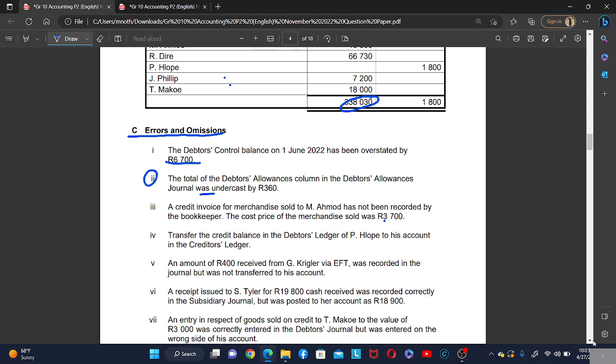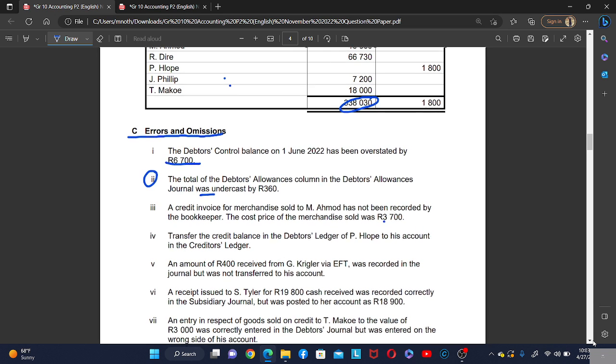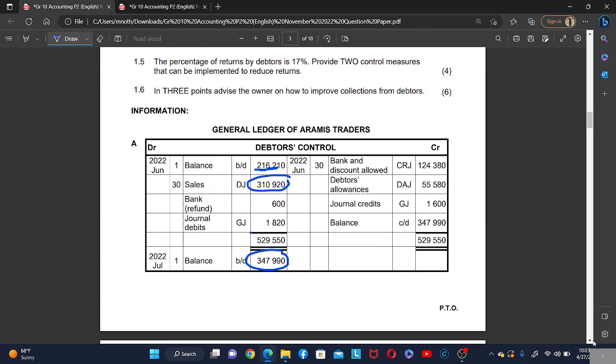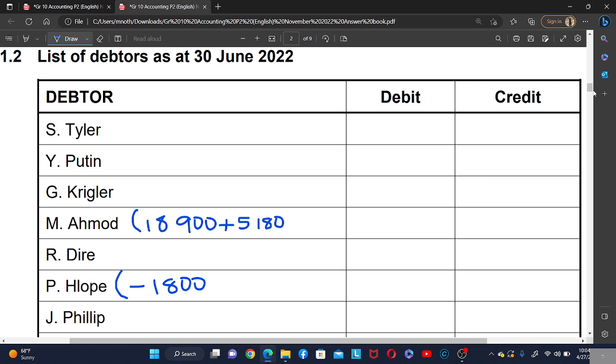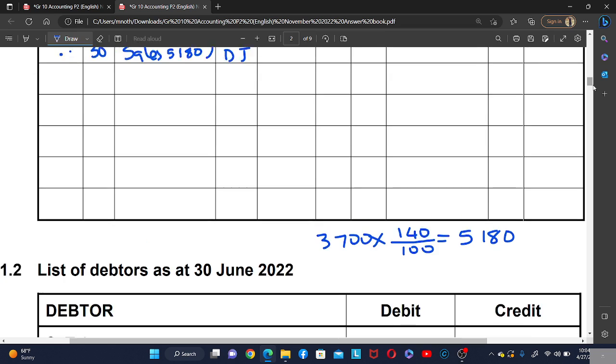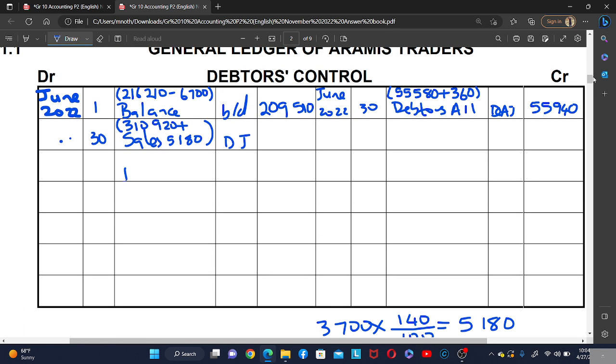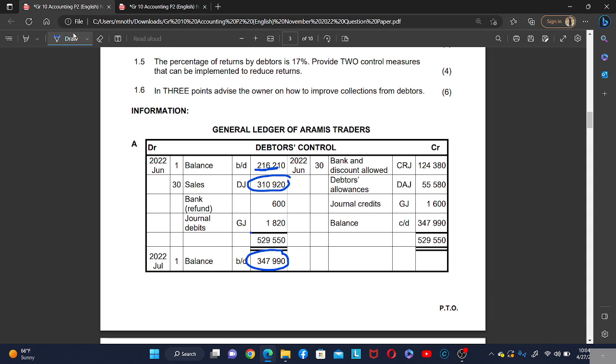So we must go and increase the debtor's control. But you can see that this transaction does not belong in any other journal. So if it does not belong in any other journal, we must go and record it in a general journal. So we journal debit, of how much? 1,020.